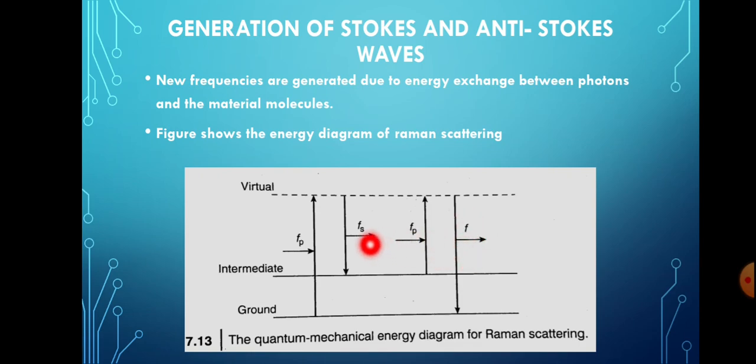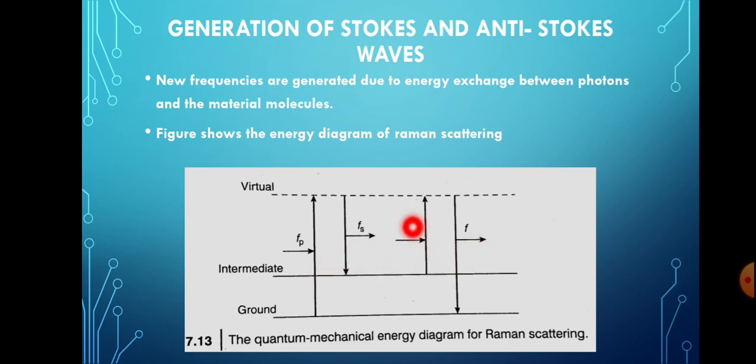So, in the case of the Stokes photon, Fs is less than Fp, and in the case of the anti-Stokes photon, Fa is greater than Fp. That is the concept behind the generation of Stokes and anti-Stokes waves.